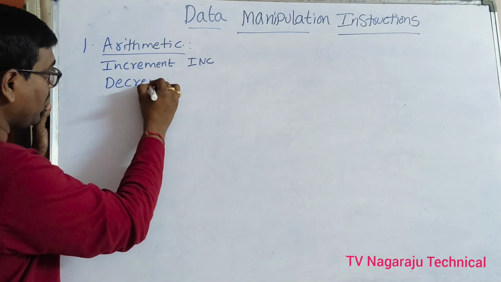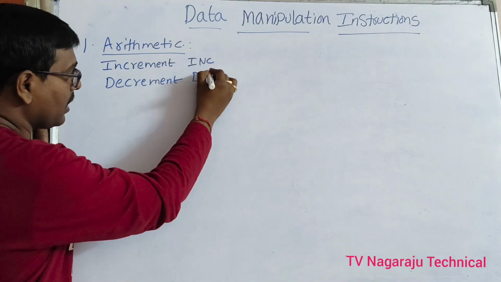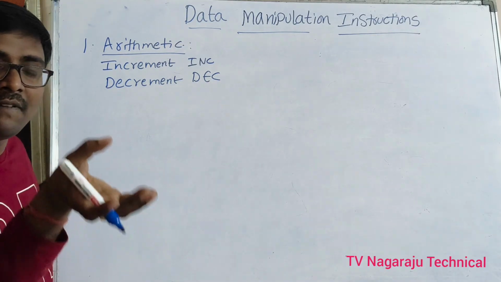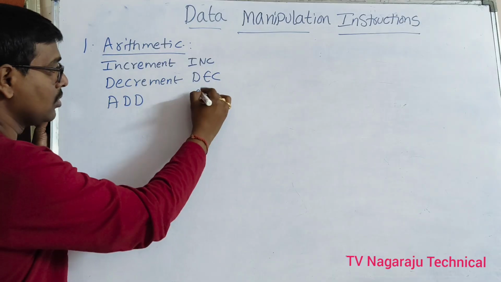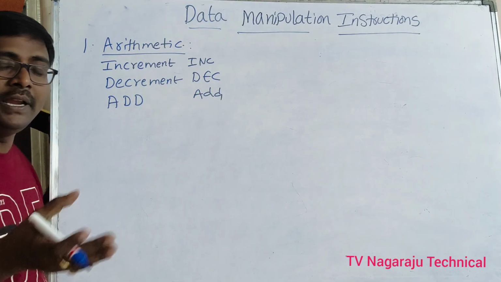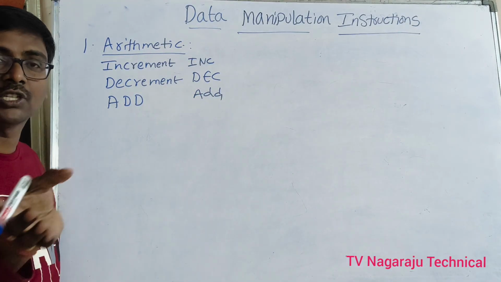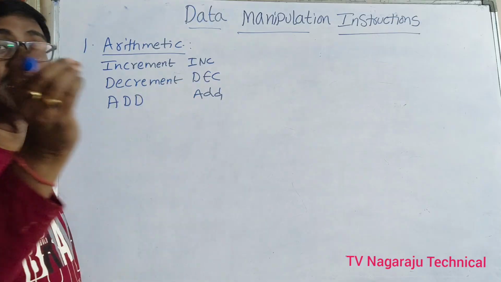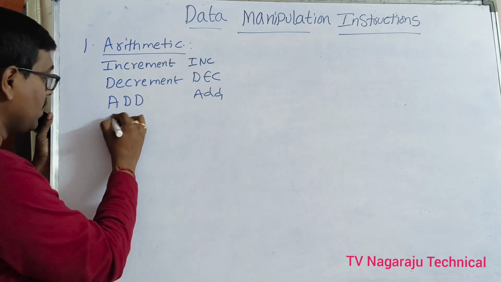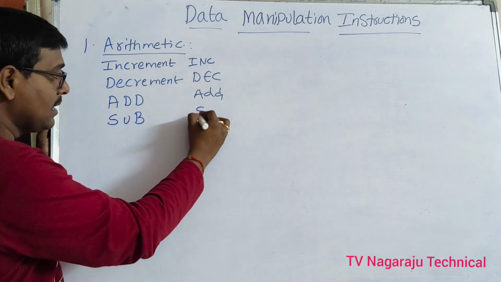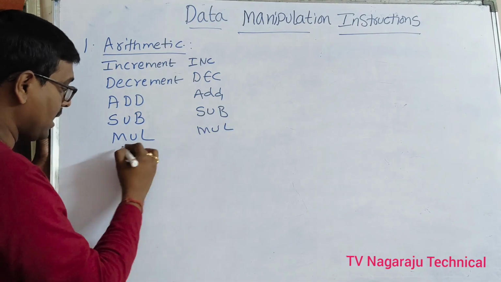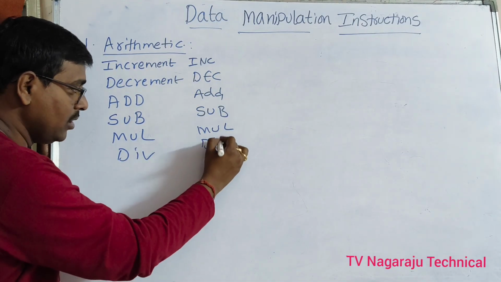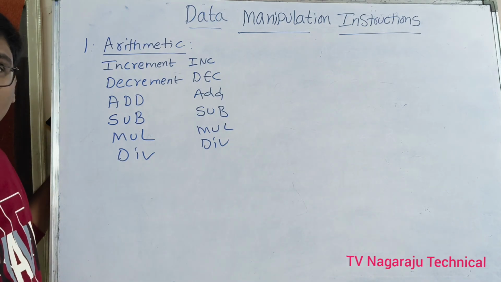Similarly, decrement. Simply it decrements the value by 1. Then the add operation, the symbol is ADD. Simply it adds the content of two registers, or the content of a register with a memory location. Similarly, once you know add, there are subtraction, multiplication, and division. We already know how these basic operations are performed.